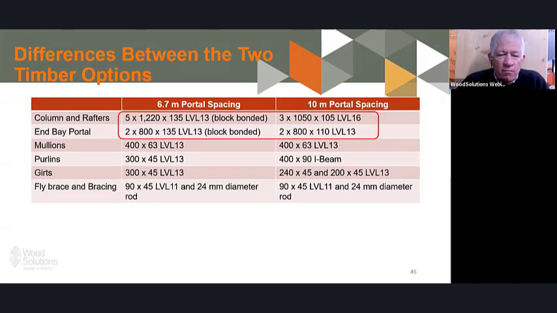It really becomes about the portal frames. Firstly, there's a higher number of portal frames for the smaller spacing, and the 6 metre spacing also uses block bonded elements, which are fabricated, while the 10 metre portal spacing system just uses elements which come straight out of the factory. The rest of the items are pretty much lined up with each other, except for the purlins, which were solid LVL for the 6 metre spacing and I-joists for the 10 metre portal spacing.